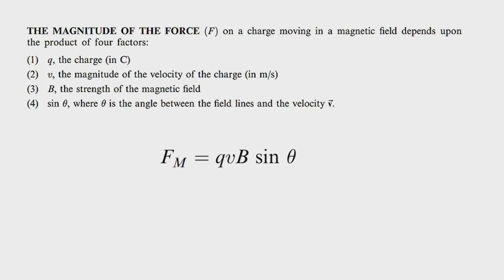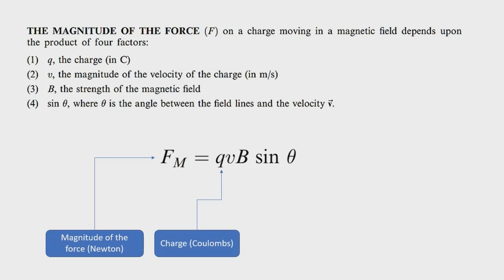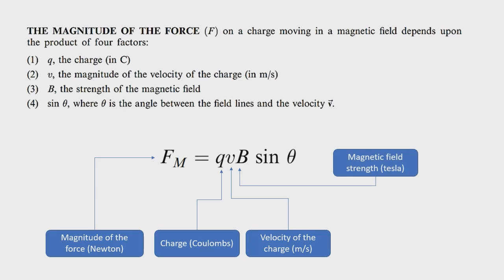This is expressed by the equation: capital letter F, or F sub m, is the magnitude of the force, Q is the charge, V is the velocity of the charge, and capital letter B is the magnetic field strength, multiplied by sine theta.